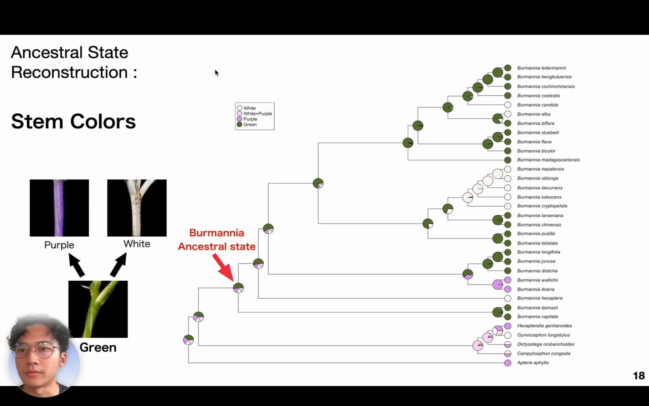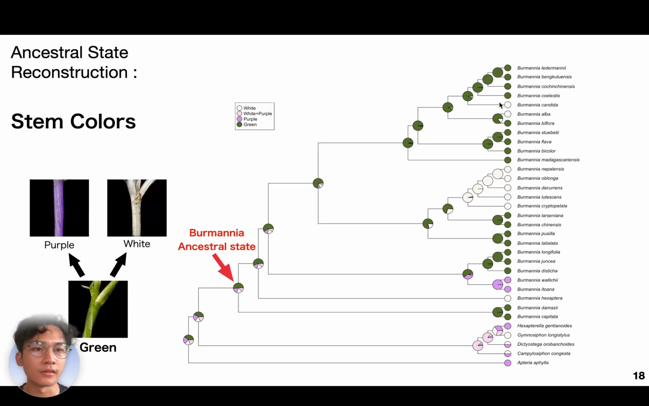The next part of the result is ancestral state reconstruction. I start with the stem color. So here at the node, it shows the probability that the ancestor of the Burmanniaceae is likely to be green for the stem color. Then it evolved into purple here for the ancestor of Burmanniaceae and Itoena, in the same clade as the leafy one.